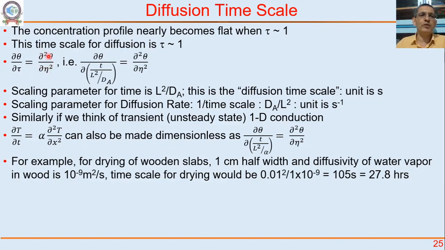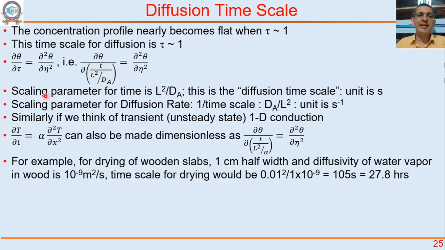This is of the order 0 to 1. Theta is of the order of 0 to 1. The only way this can happen is when tau varies from 0 to 1. For tau to vary from 0 to 1, this t by L squared by dA has to vary from 0 to 1. So the correct scaling parameter for time is L square by dA. Only then will this term become 0 to 1.